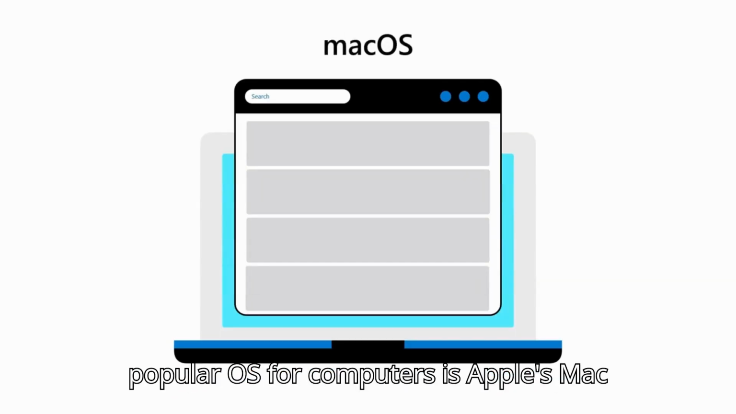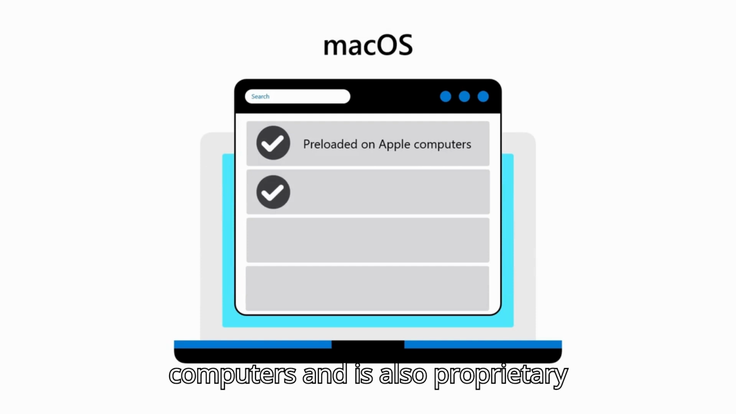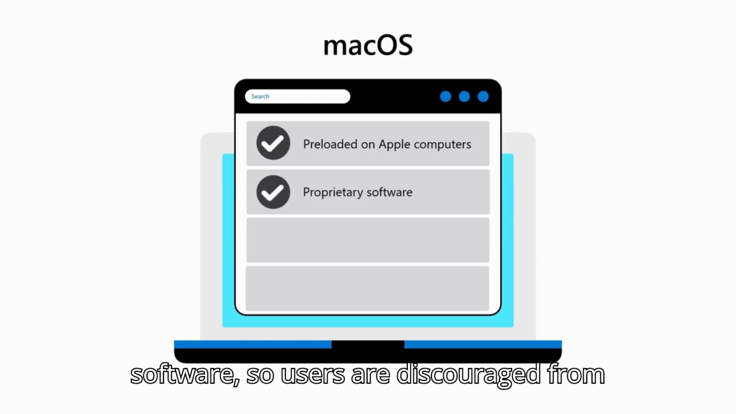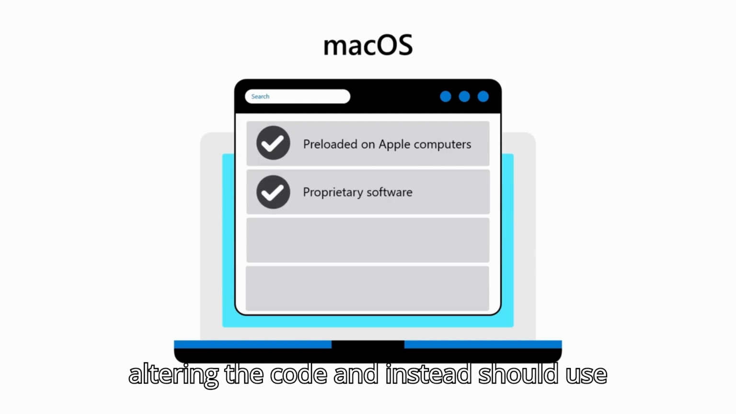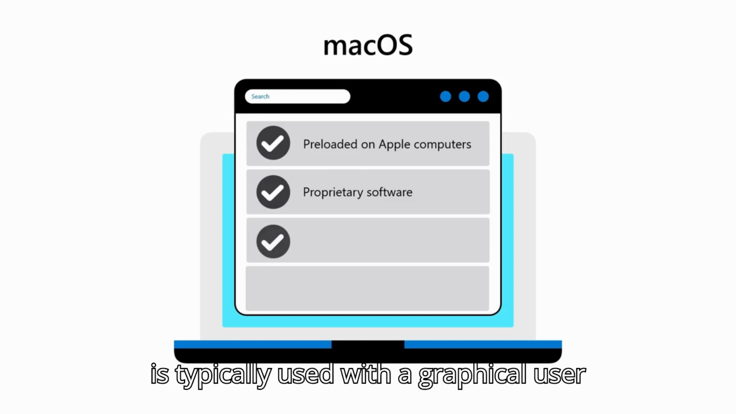The second most popular OS for computers is Apple's Mac OS. It is preloaded on all Apple computers and is also proprietary software, so users are discouraged from altering the code and instead should use the software as sold. As with Windows, it is typically used with a graphical user interface.